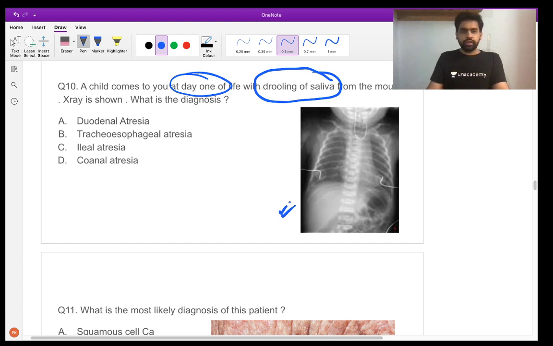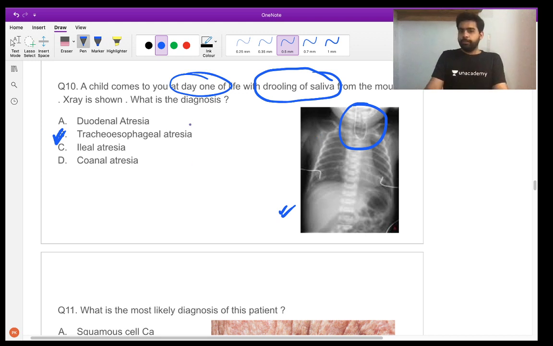So Ajmal is saying it's B. Yes, the answer is in fact B, tracheoesophageal fistula, no doubt about it. A very simple thing, but it is something which you should remember. With drooling of saliva, what you can appreciate here is the coiling of the Ryle's tube in the cervical portion. It is basically the Ryle's tube which you have put up, and it is coiling in the upper part of the esophagus.